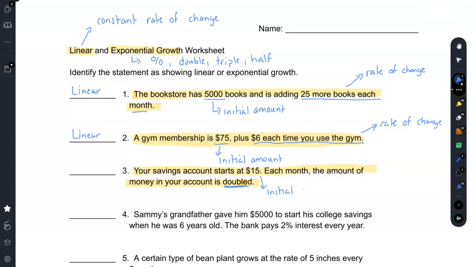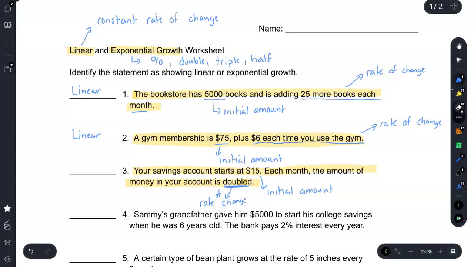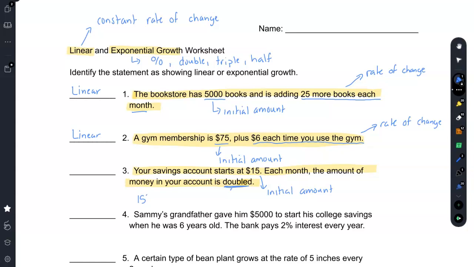Once again, good information, but isn't going to help me. But this is the rate of change, right? So this is what I want to think of here. So how is my account changing? All right, my account is being doubled each month. So if I start with 15 and then it doubles, it goes to 30. And then the next month it doubles, it goes to 60. And the next month it doubles, it goes to 120.